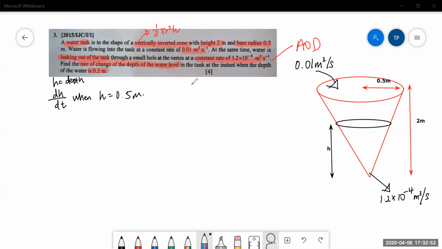So water is in the shape of a cone, 1/3 pi r squared h, with height h. Firstly, because we know this is under AOD, they can test on a few things. They can test on stationary points, on maxima, minima. They can also test on rate of change. So for this question, it is targeted at rate of change.